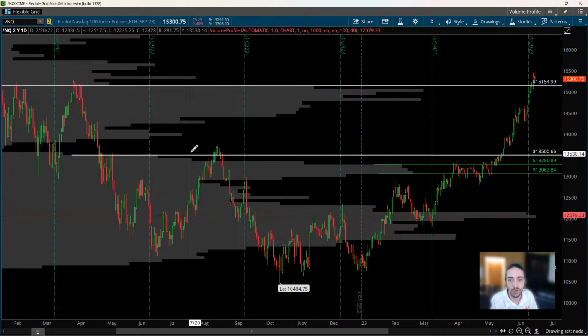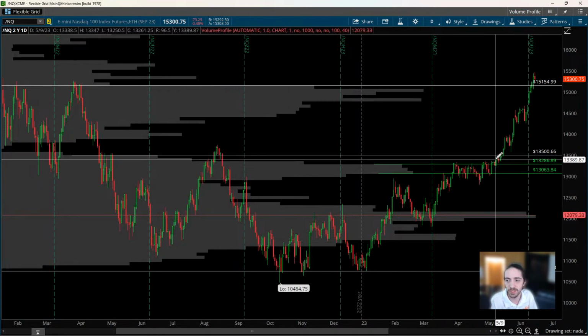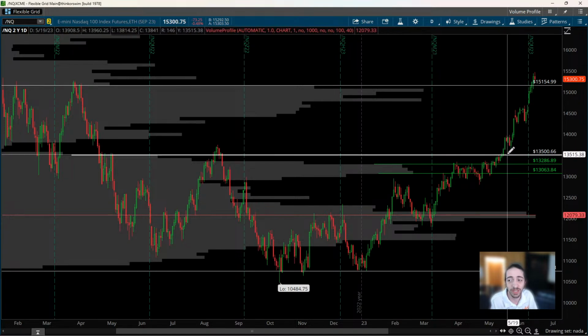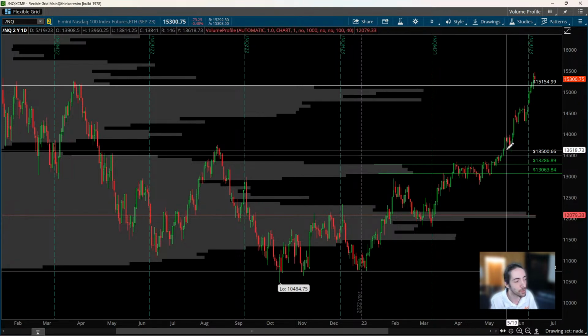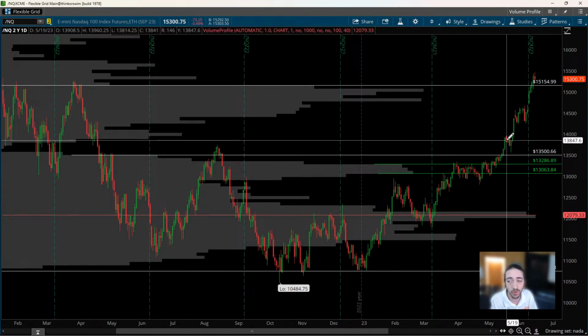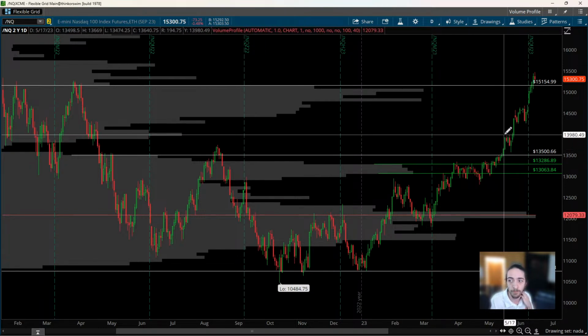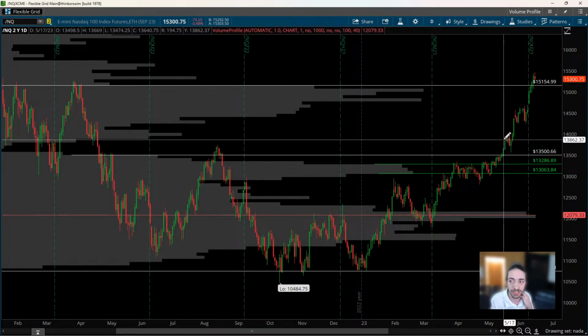And we could have been long once we broke this volume node, right? We broke it, we came down here, and we just fell. So we broke it here, we retested. We didn't retest it completely, but we came back to this zone before we made the real move. Remember, there will always be that pullback to grab liquidity, because first off, this pump was a liquidity grab because people are chasing it long.